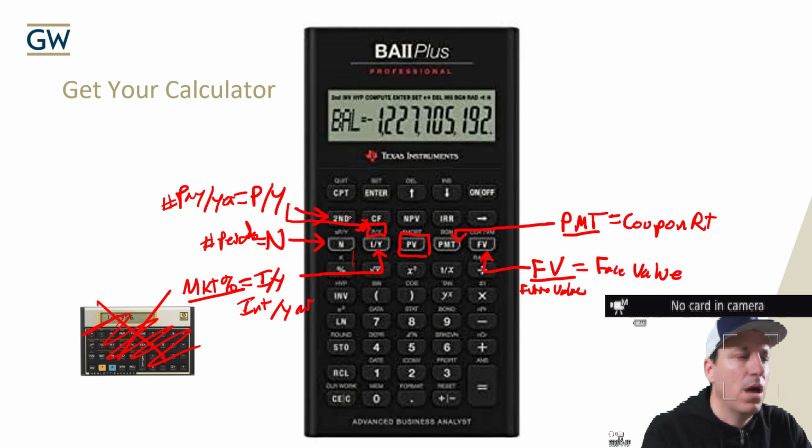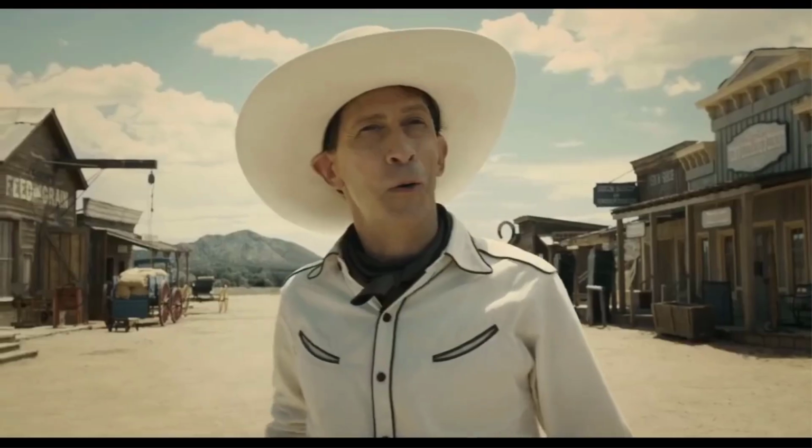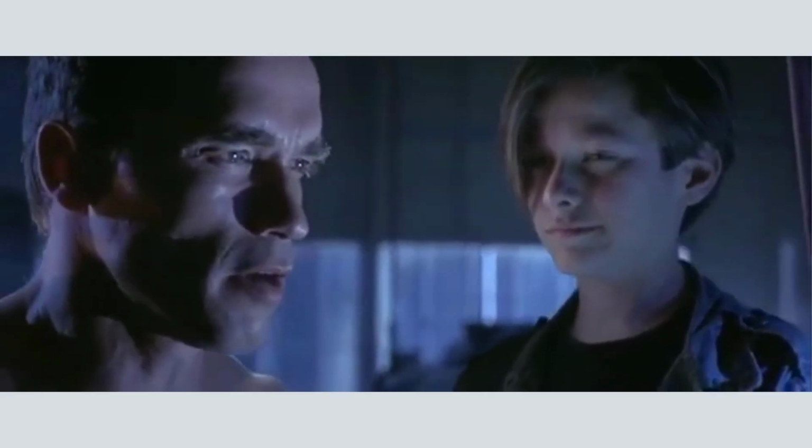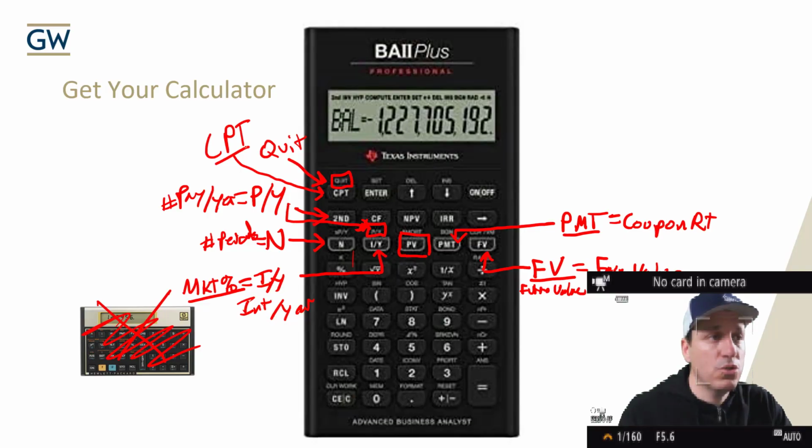All right. And then the last thing you need to know is this right here. This is the quit button. Whoa! Looks like when they made this fella, they forgot to put in the quit. If you want to get to it, you got to hit second to quit. And this button underneath it is compute, CPT. That's compute. So those are the buttons.